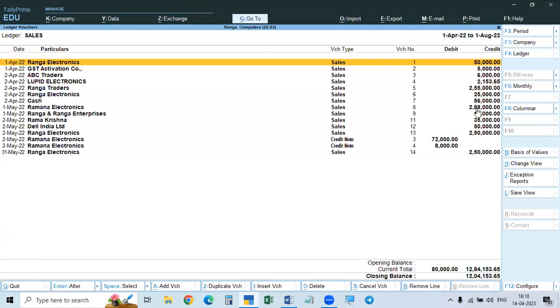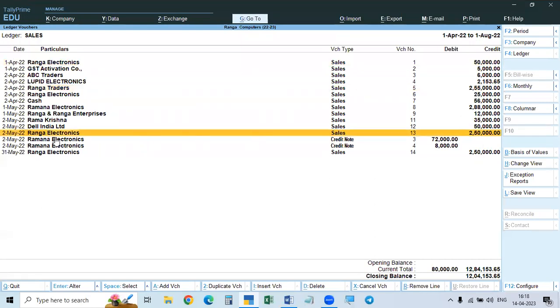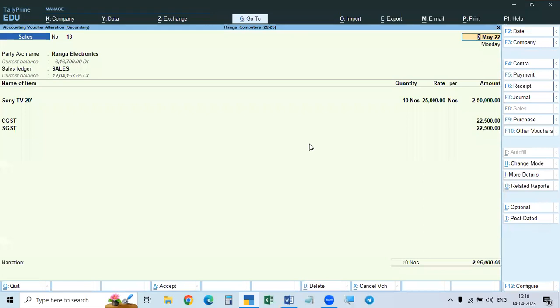Here we have taken Ranga Deva, this one also. Here we take Ranga Electronics, the same thing. Ranga Traders, Ramana Electronics. Here we'll take up Ranga Electronics. That is on 2nd May, we sold the Sony TV, 10 numbers, each 25,000 rupees. So in the first 2 cases, one is sales returns, reducing the bill, that is reducing the value of the party account.